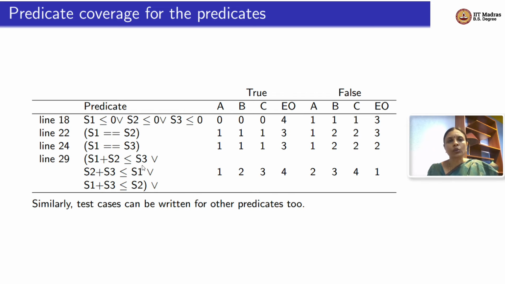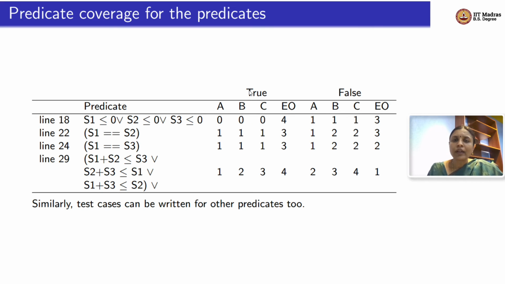So now I can look at various logic coverage criteria: predicate coverage, clause coverage, correlated active clause coverage, general active clause coverage. Any kind of coverage criteria I can do. Let's see a few as a sample. So let's say I want to do predicate coverage for predicates. In this table I've taken 4 of the predicates, the ones that occur at lines 18, 22, 24 and 29. So these are the predicates. Again, please remember S1, S2 and S3 are short forms for side 1, side 2 and side 3.